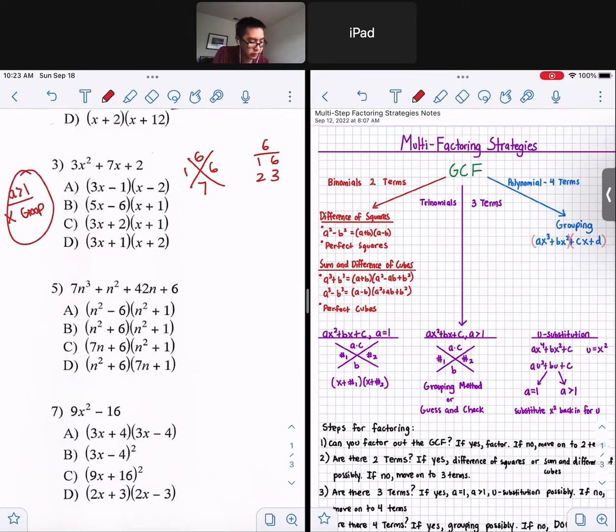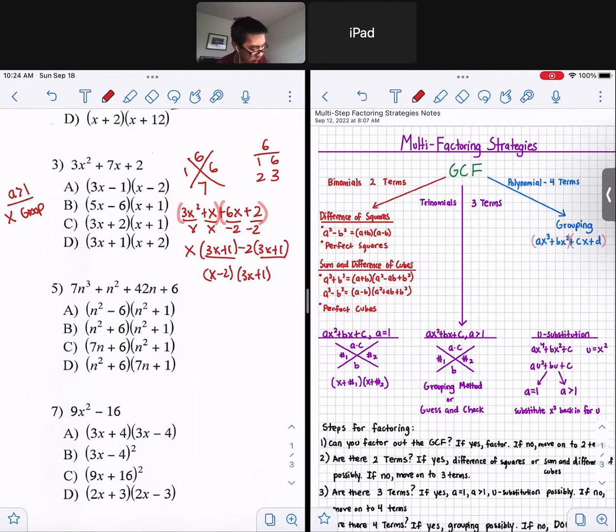Now, because we know a is greater than 1, we need to group by using our four terms. If you forgot, the 7x is a combination of the two middle terms. So 3x squared plus x, that's 1x, plus 6x plus 2. Then we do our grouping. We can factor out an x from the first two, and we can factor out a negative 2 from the last two. So we'll get 3x plus 1, negative 2 times 3x plus 1. They both match, so our factors are x minus 2 and 3x plus 1.